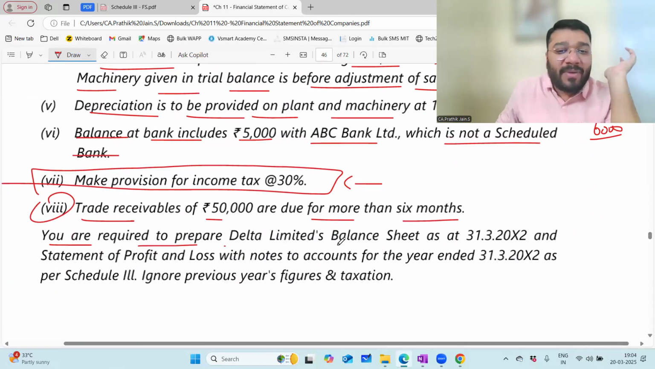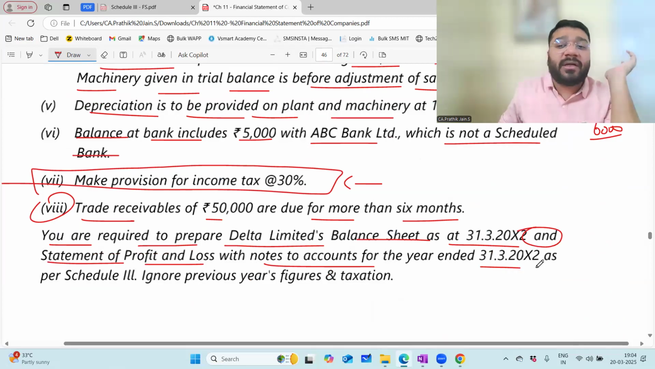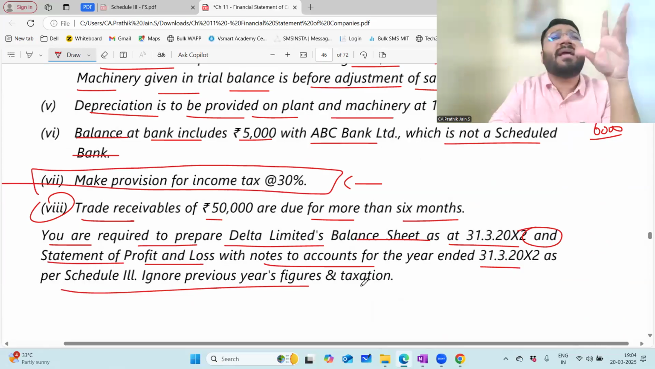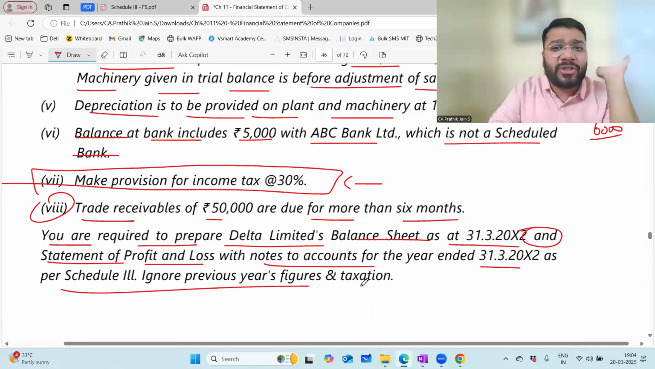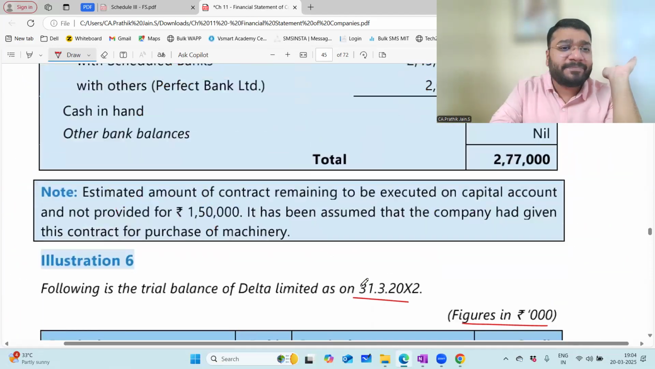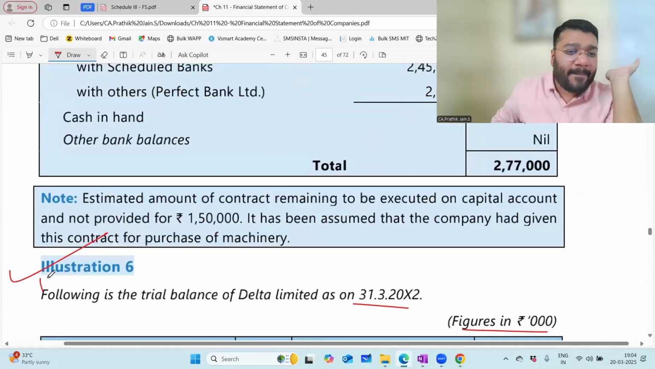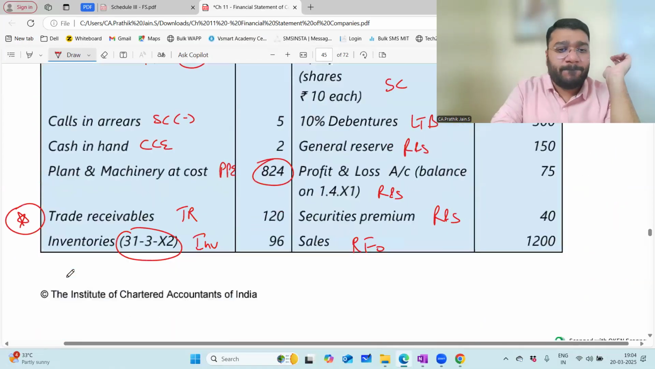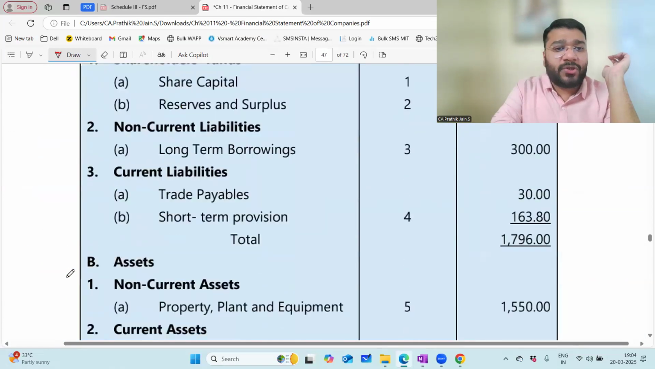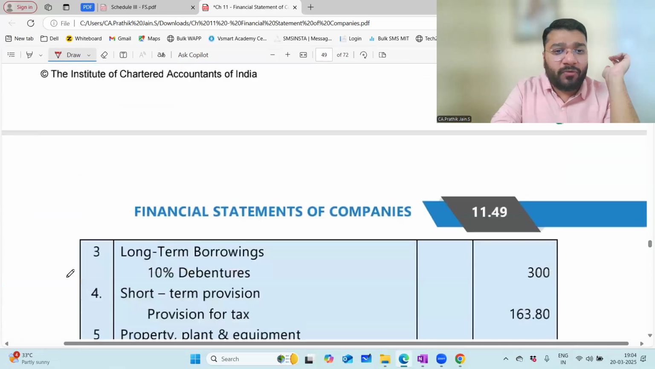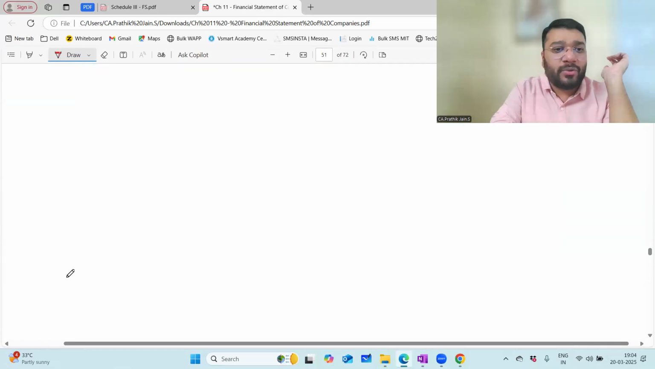You are required to prepare Delta Limited's balance sheet as on 31st March 2002 and statement of P&L and notes to accounts as on 31st March 2002. Same question, 2-3 adjustments here and there are different. This question is homework. Six is over, 7 is over, 8 is over. Can you do the 9th one?